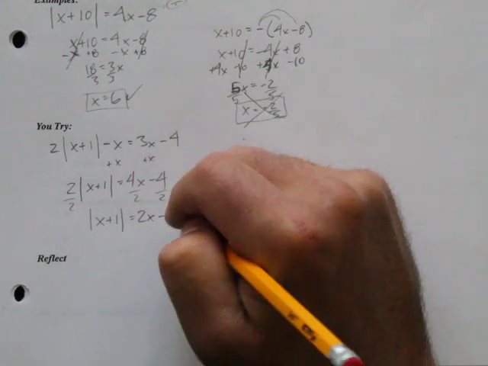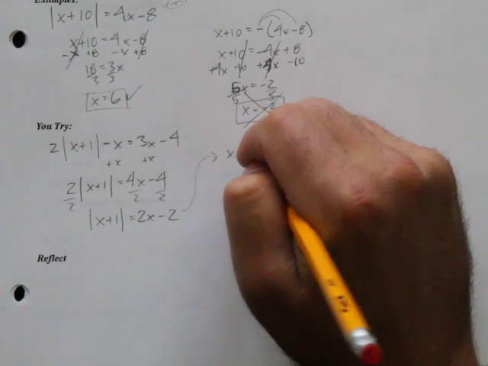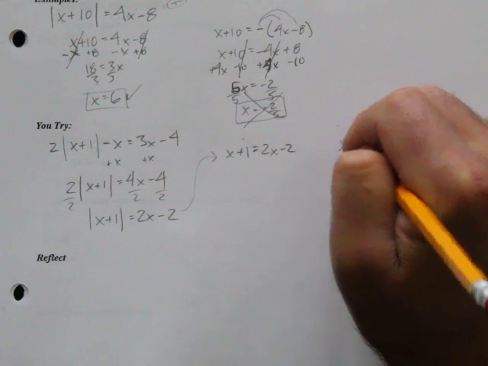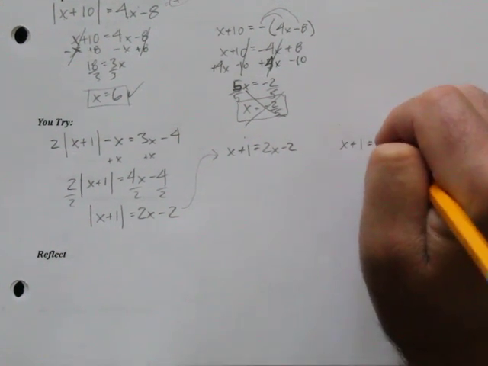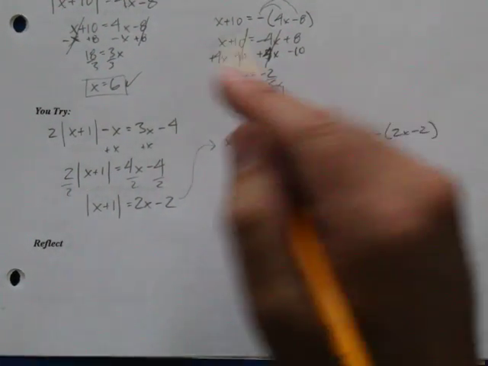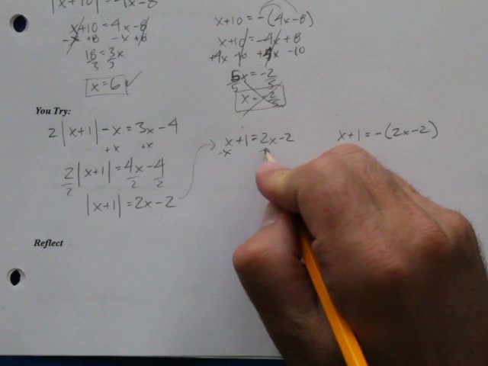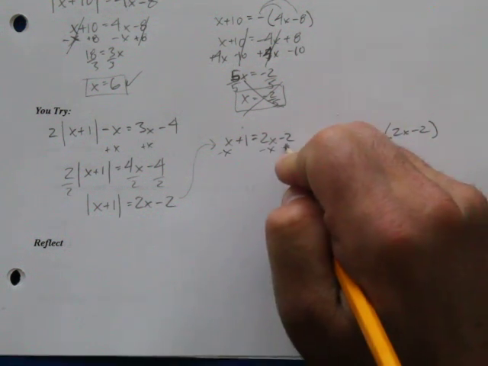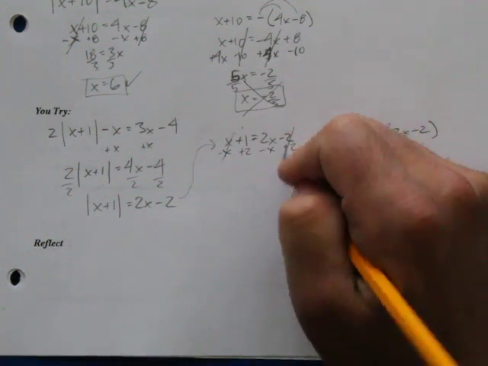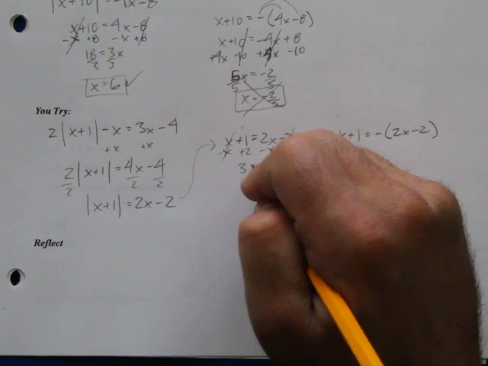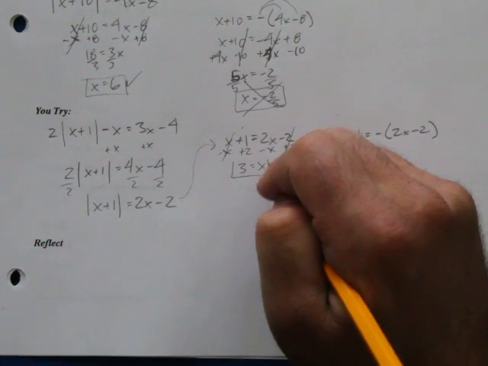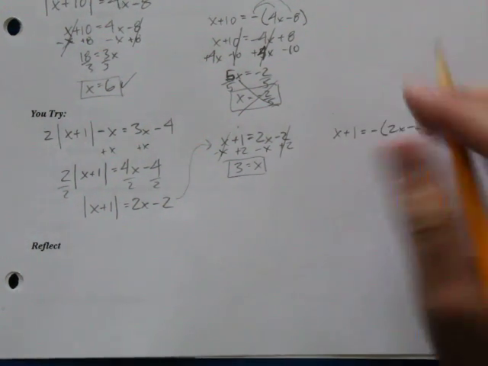x plus 1 equals 2x minus 2, and x plus 1 equals negative 2x minus 2. Now we get to work. I'm going to subtract x from both sides, and I'm going to add 2 to both sides. So those x's go away, those 2's go away. I've got 3 equals 2x minus 1x is x. So I've got that one. I'm going to check that solution in a minute.